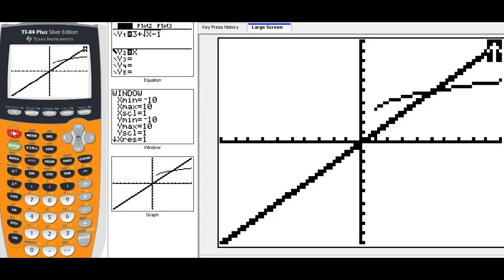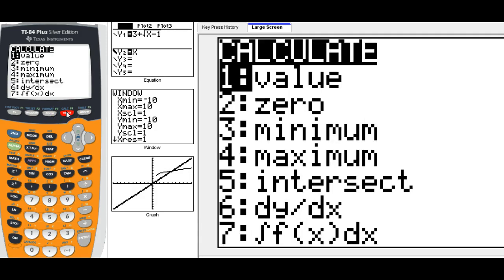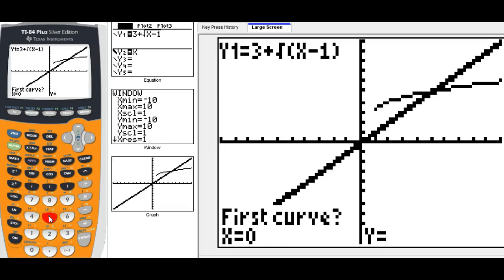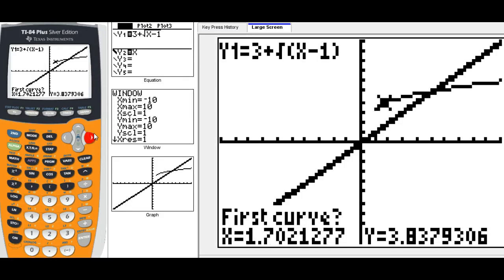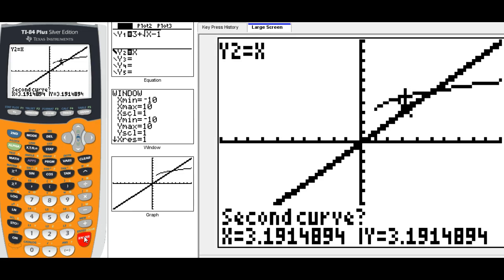So let's go second calculate, the point of intersection, number 5. In this case, the first curve is highlighted, but there is no cursor on that curve. So move your arrow to the right until you get a y value on the bottom, or until the cursor shows up on the curve. Great. Once it's there, you can press enter.